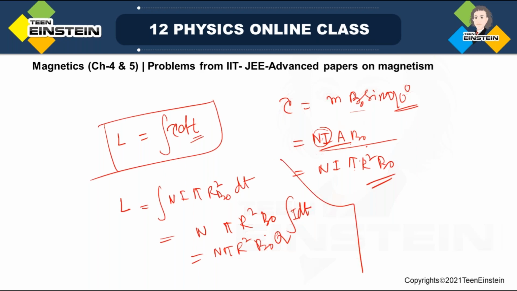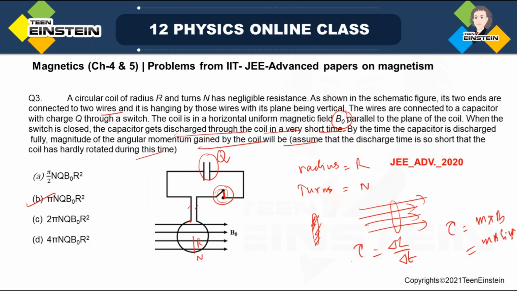Now what is L? You just do integration. L is equal to the integral of tau dt. So here I, as I said, current is not a constant, it is time varying, so that's why you have to integrate it over time. So that will bring you q, because you know the integral of I dt is equal to q. So this is how we get the answer for this question.